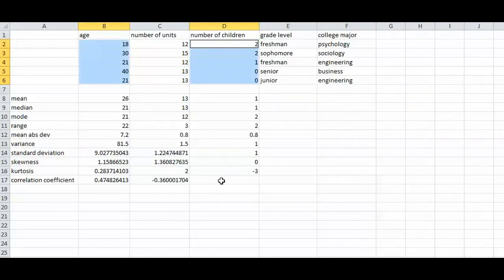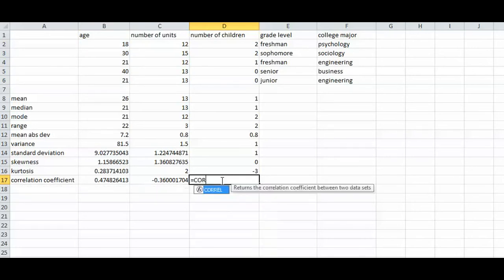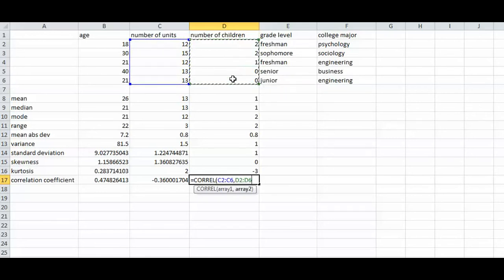What about we could do a correlation coefficient between number of units and number of children for this last pair of variables. And it comes out to 0.20. So it comes out to a positive number, so there's a positive correlation between units and number of children in this data set.